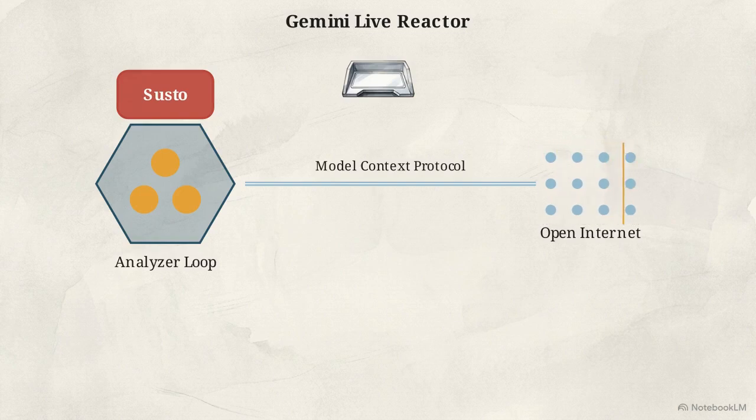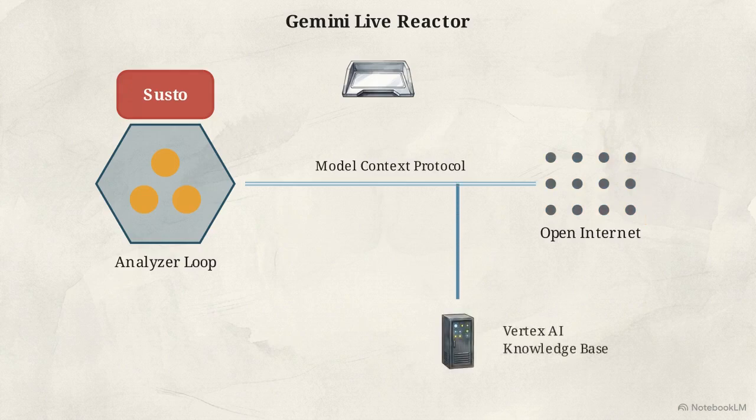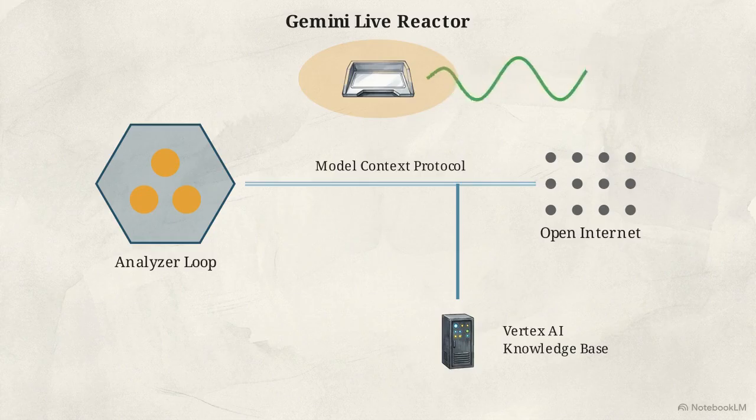If the open web search comes up empty, there is a built-in backup. The system automatically routes the query to a verified medical knowledge base called Vertex AI Search to find the answer. Once the true definition is found, it loops right back into the main reactor. The AI then produces a safely corrected, culturally accurate interpretation.